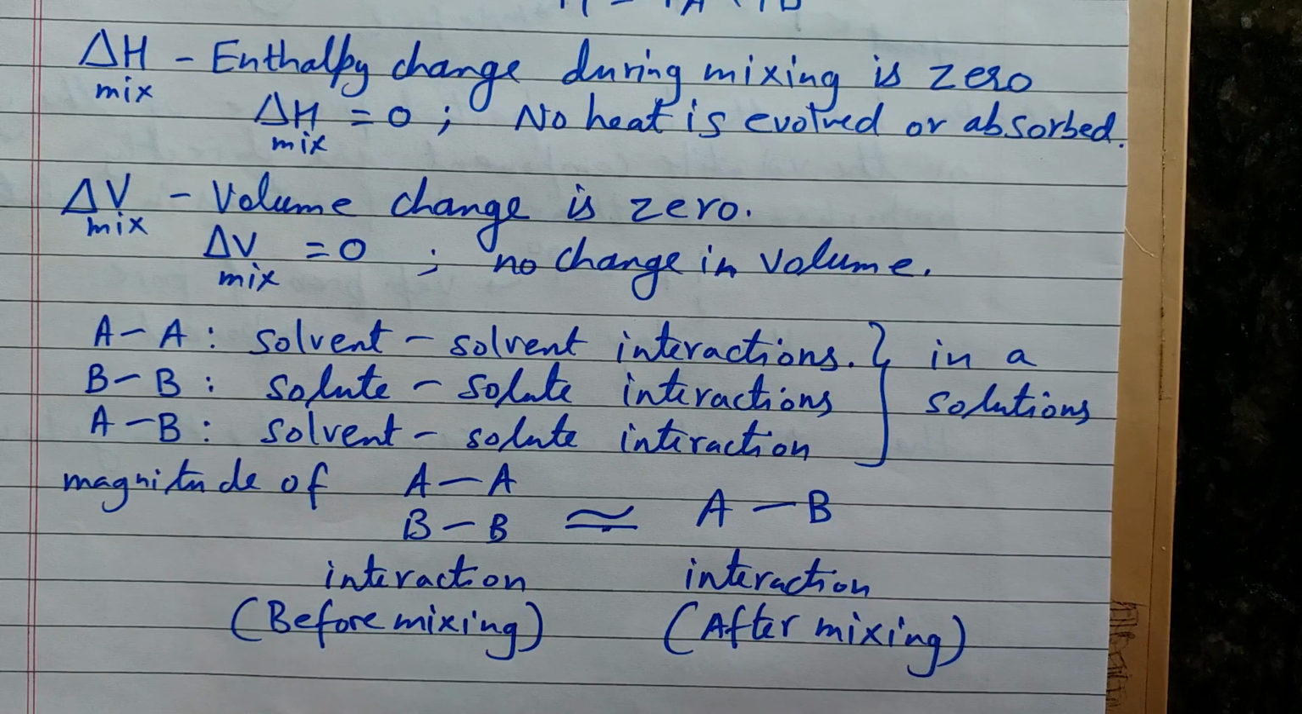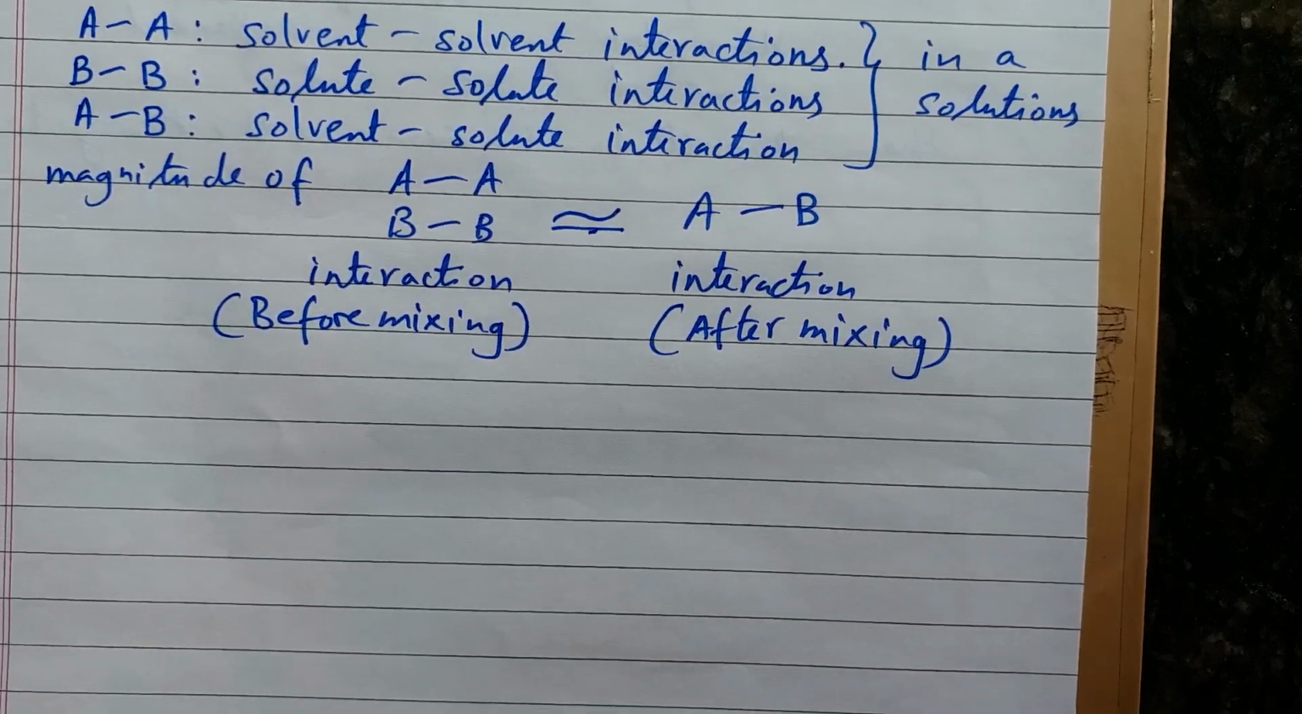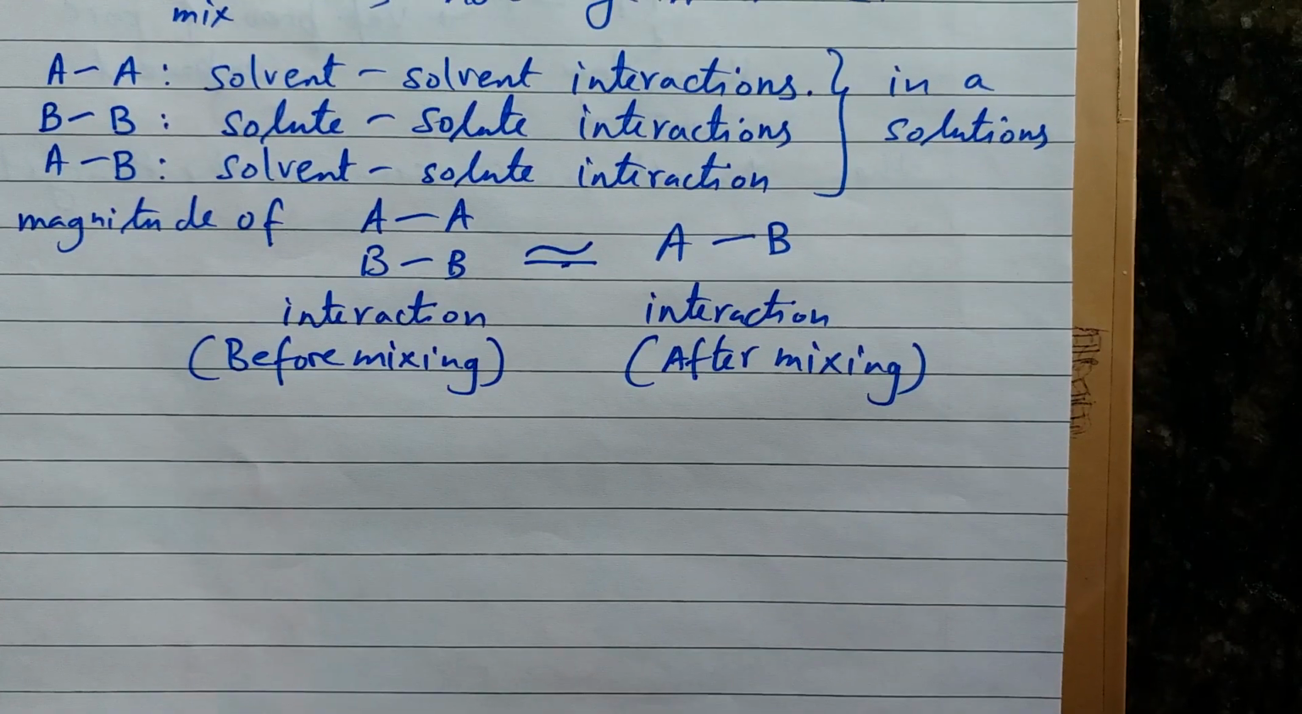So the three types of interactions are nearly the same, and this is the main reason why these solutions behave ideally, because there is not much change. The type of interactions which were there earlier remains almost the same as the interactions which are formed later on mixing the solute and the solvent. So there is not much change, and that's why this solution behaves as an ideal solution.